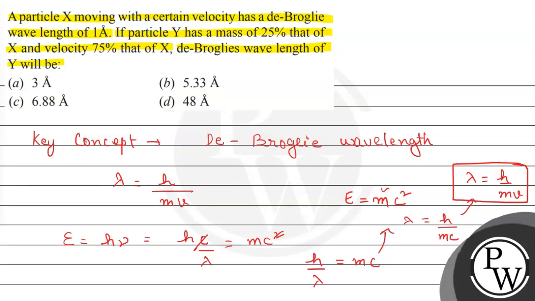So let us write the final answer of this question which is option B 5.33 angstrom. So let us mark the option B as the correct response and option A, C and D जो है these are the incorrect one. Hope the solution was understandable. Best of luck.